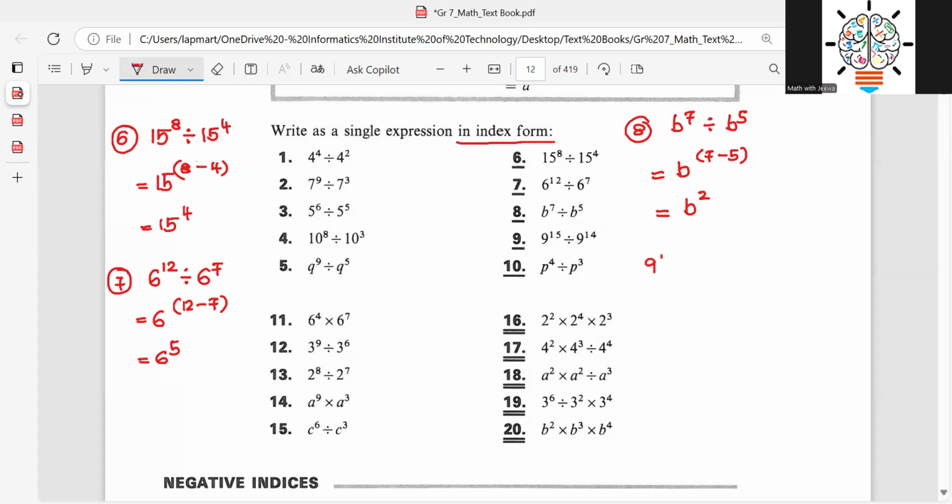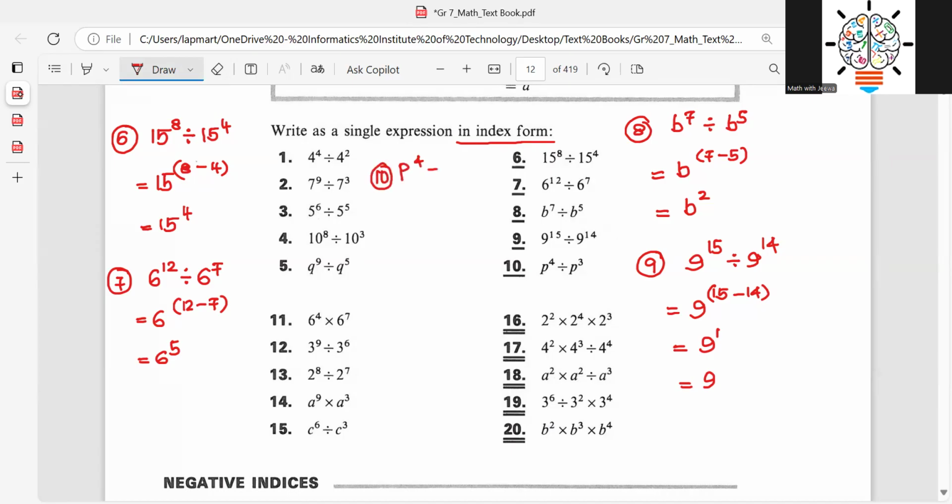Then we will move to question number 9. 9 to the power of 15 divided by 9 to the power of 14. So what I should do is 9 to the power of 15 minus 14, and the answer is 9 to the power of 1. I told you that it's better to write both. Here 9 to the power of 1 is the most suitable answer because they have asked us to write the answer in index form.